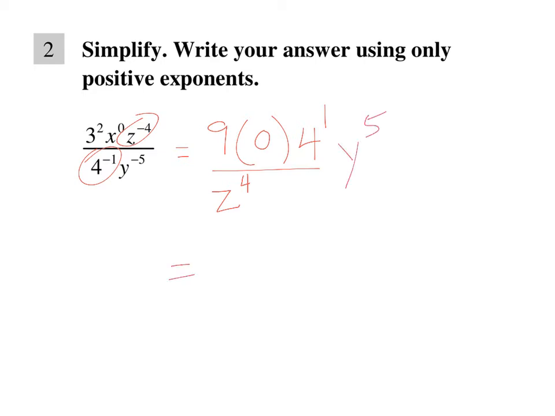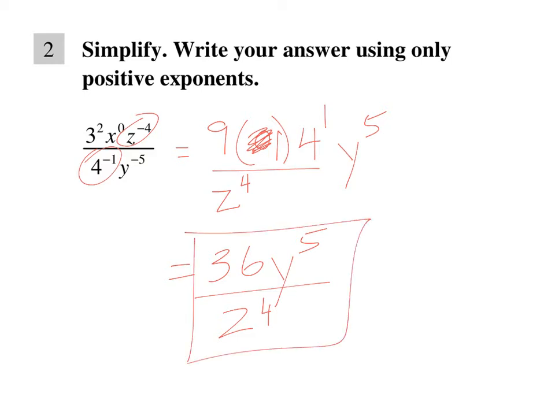All right, so pretty easy to simplify. Oh, I shouldn't have put 0 here. Sorry. Big mistake. Anything to the 0th power is 1, always. All right, 9 times 1 times 4, that's 36. And then I have y to the 5th over z to the 4th.